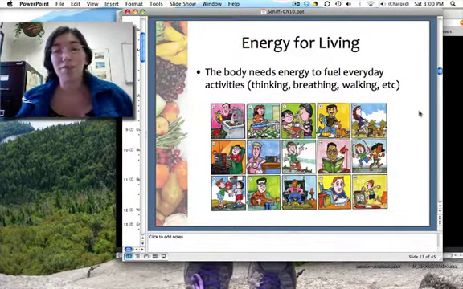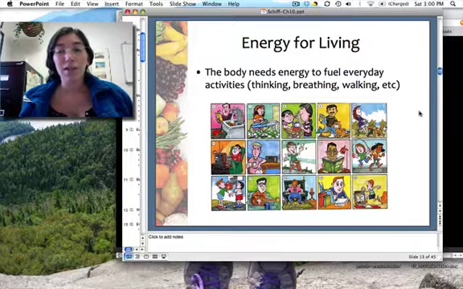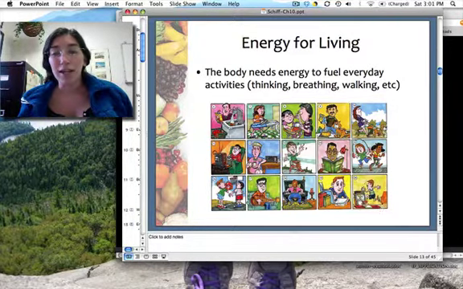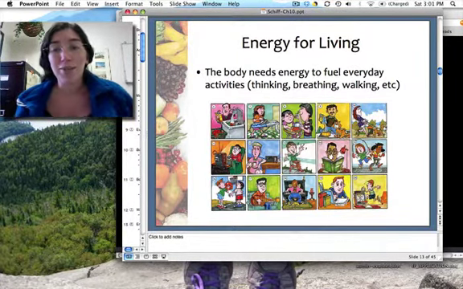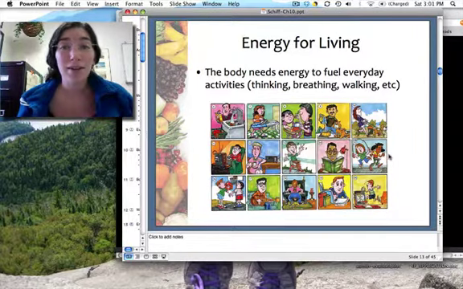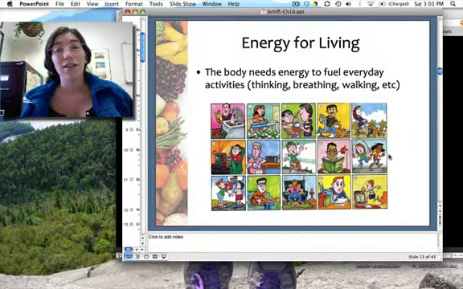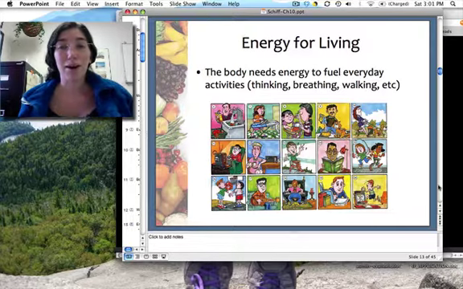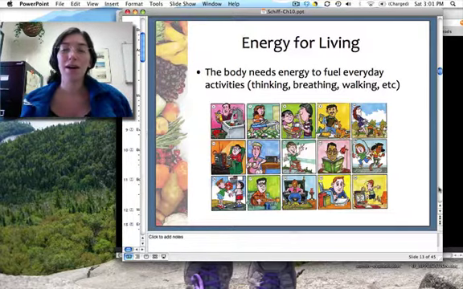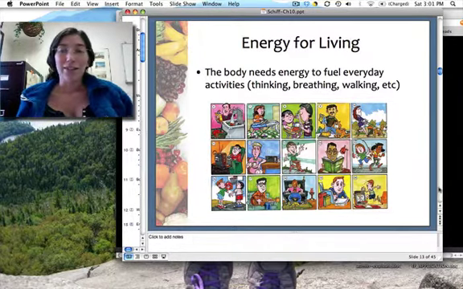So the body needs energy for everything, not just physical activity, not just jumping and running and playing basketball. Your body needs energy to sit and read. Your body needs energy to sleep. Your cells need energy all the time in order for you to stay alive. So there's actually a surprising amount of energy that your body needs just to be able to fuel those basic activities. But then, of course, on top of that, you need energy to do physical activity.